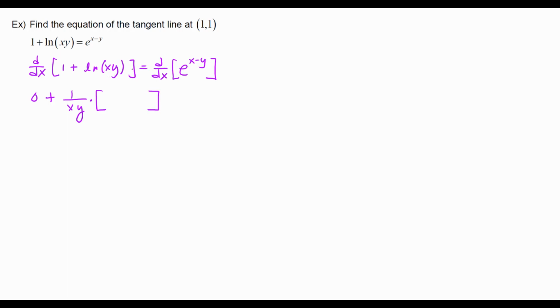And since xy is a product, I need to use the product rule. So the derivative of x is just 1 times y, plus x times the derivative of y, which is 1 times dy/dx, which is equal to... this is not e to the x, so it is e to the u. So the derivative of e to the u is e to the u times u prime. And my u prime is the derivative of x, which is 1, minus the derivative of y, which is 1 times dy/dx.